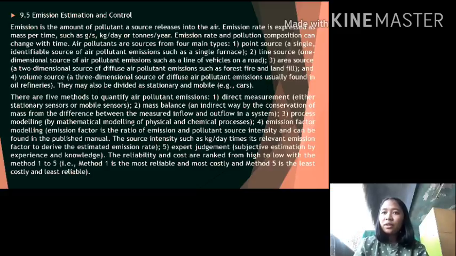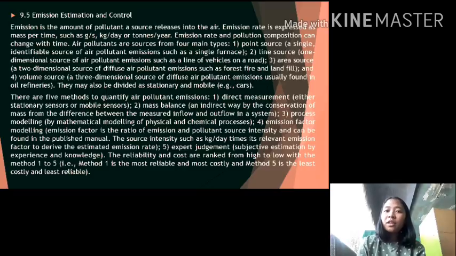1. Point source. A single, identifiable source of air pollutants emission, such as a single furnace. 2. Line source. One-dimensional source of air pollutant emission, such as a line of vehicles on a road. 3. Area source. A two-dimensional source of diffuse air pollutants emission, such as forest fire and landfill. And 4. Volume source. A three-dimensional source of diffuse air pollutants emission, usually found in oil refineries. They may also be divided as stationary and mobile, i.e. cars.